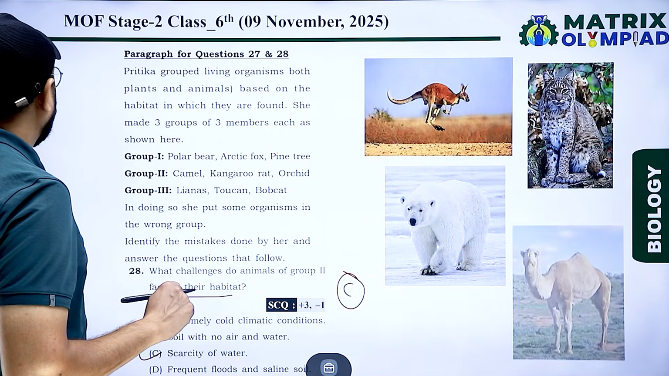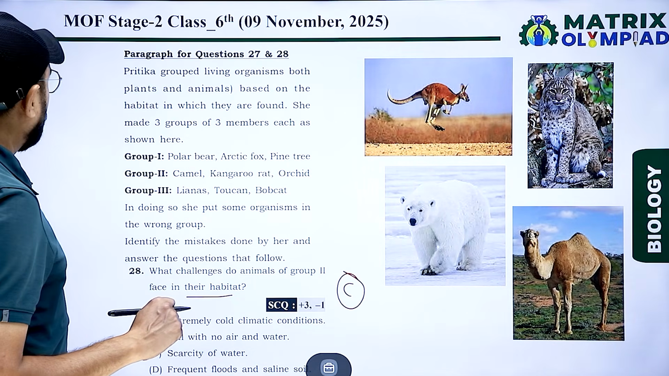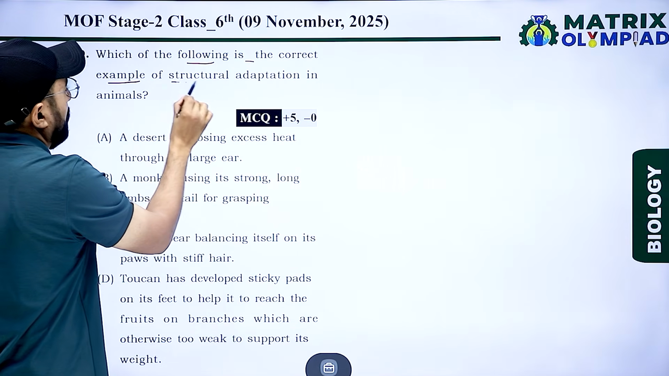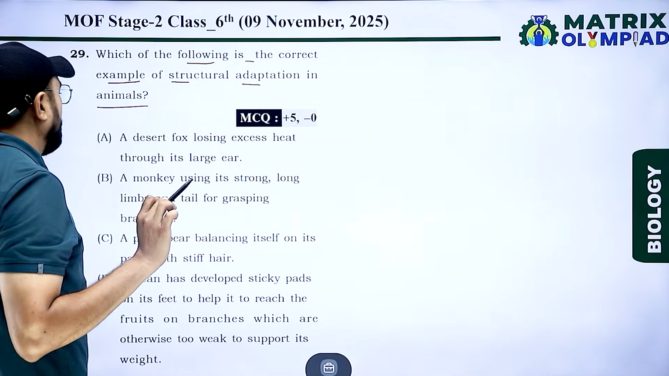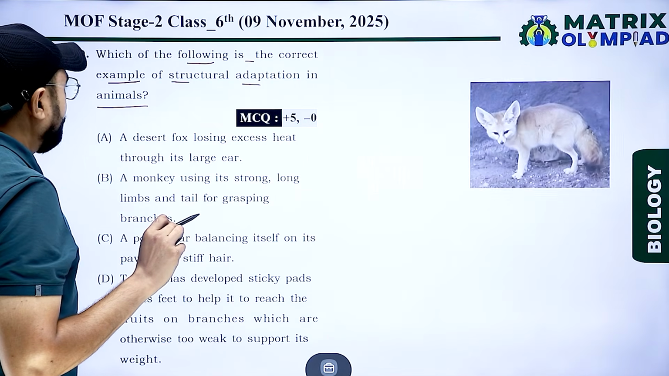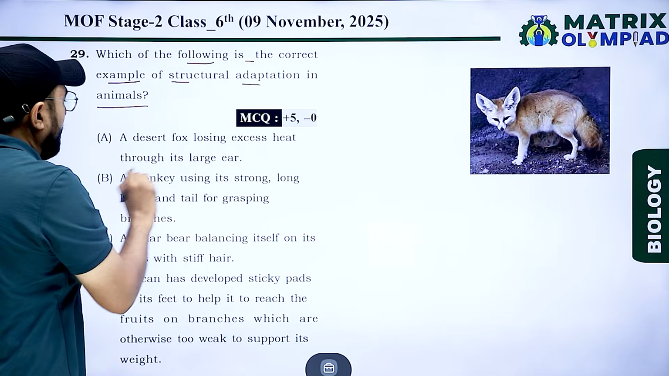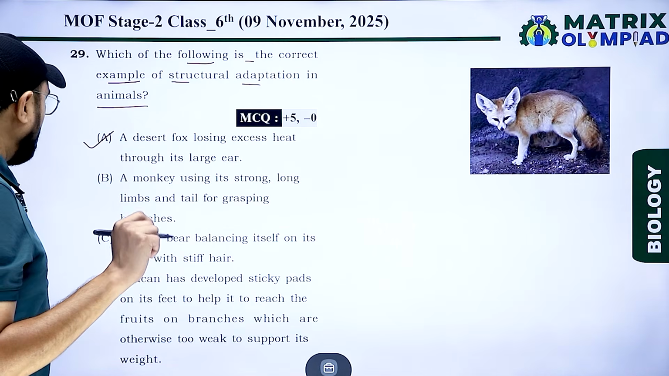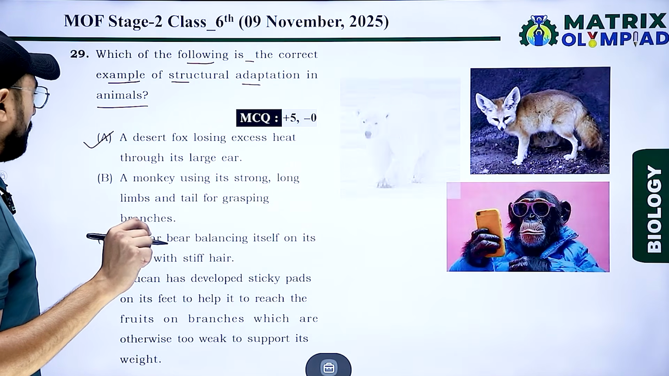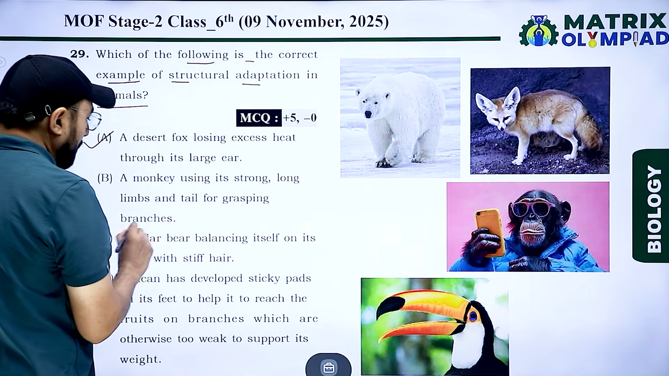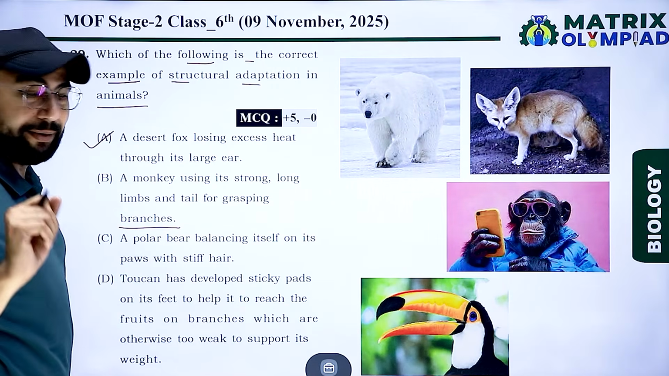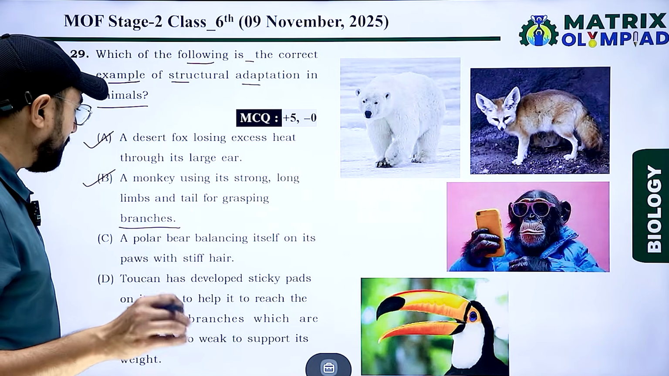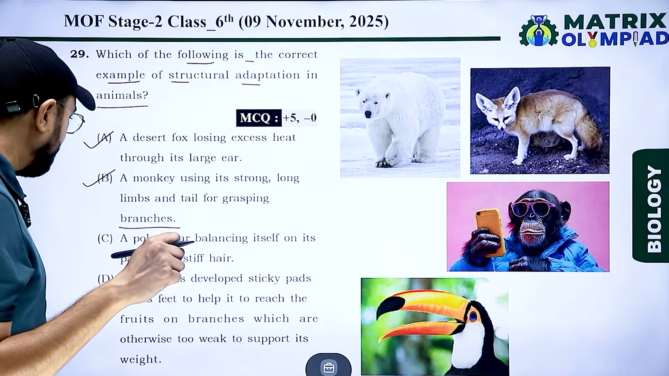Next question. Which of the following is the correct example of structural adaptation in animals? Option A, desert fox losing excess heat through its large ear. That is right. Option B, monkey using strong long limb tail for grasping branches. That is right. Next, polar bear balancing itself on its paw with stiff ear.